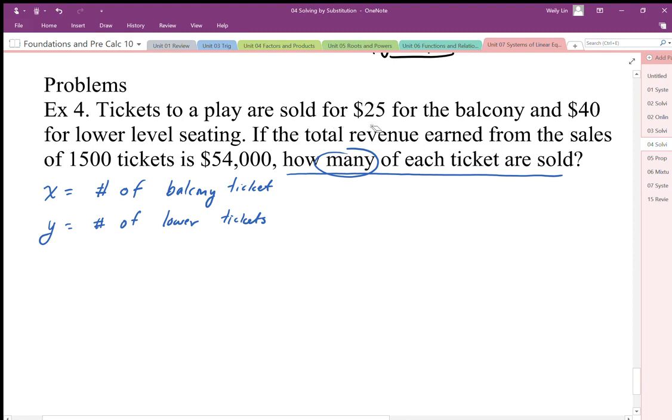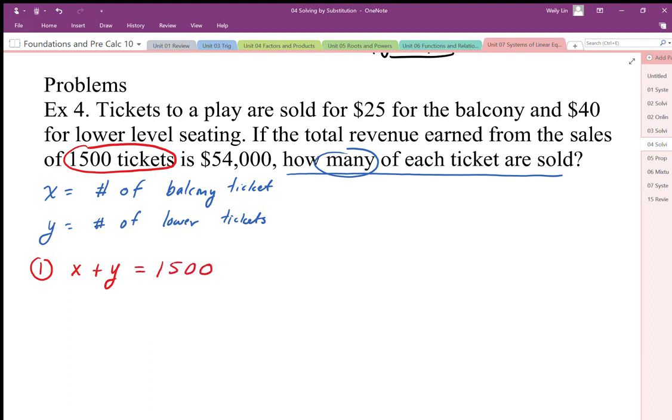It says here the total revenue earned from the sales of 1,500 tickets is $54,000. Okay, so we need to come up with two relationships. The first relationship is going to be the number of tickets, because I can come up with an equation for the number of tickets. Well, x is the number of balcony tickets, y is the number of lower level tickets, and that's going to equal 1,500 tickets. So there's one equation.